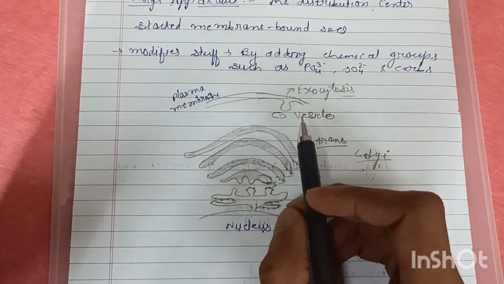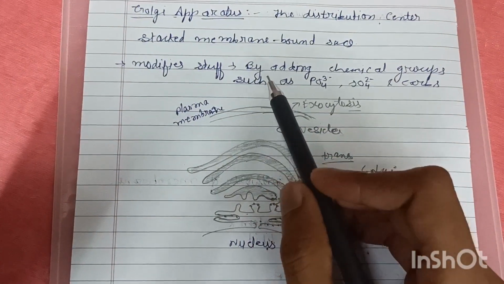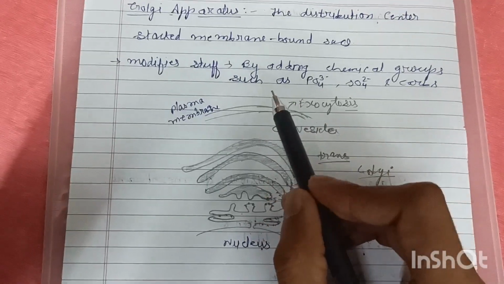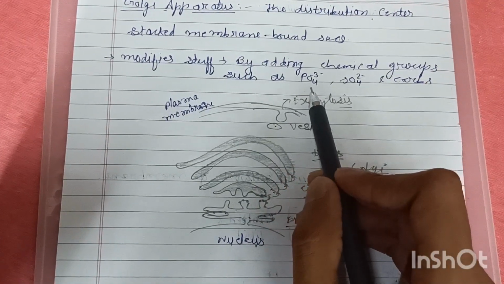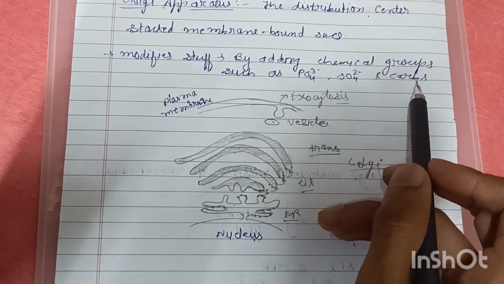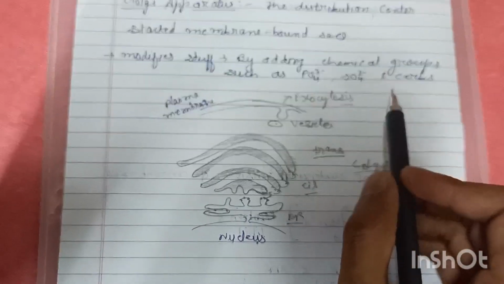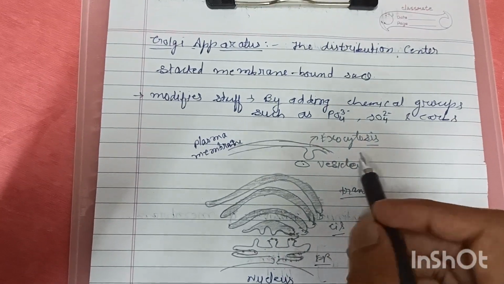Actually, now let's see how it modifies. Actually, Golgi apparatus simply modifies stuff by adding chemical groups such as phosphate, sulfate, and carbohydrate or carbs. So this is all about Golgi apparatus.